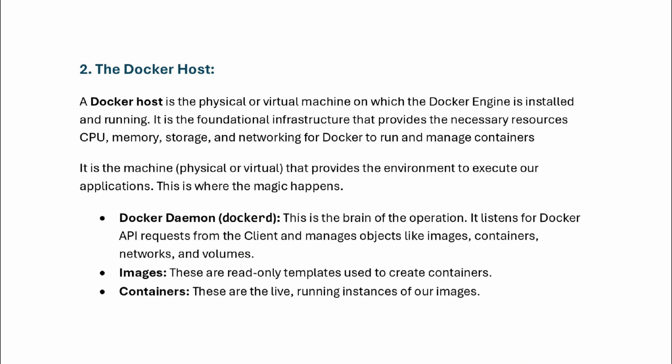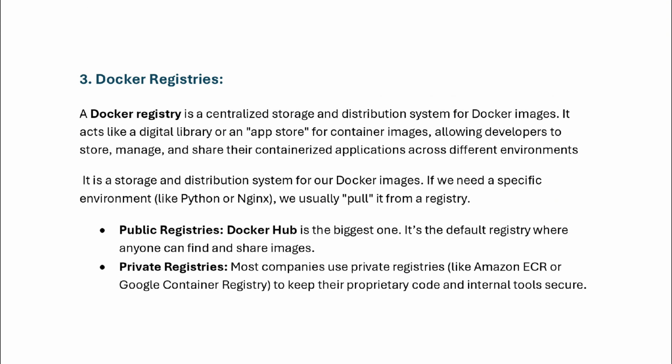Docker daemon or dockerd. Dockerd listens to the Docker API requests from the client and manages objects like images, containers, networks, and volumes. Dockerd is the background service that runs on the host machine and manages all Docker objects such as images, containers, networks, volumes. The Docker client communicates with the daemon to execute the commands. That is, Docker client translates requests from the CLI or the terminal from the user into API requests, so the Docker daemon performs the action.